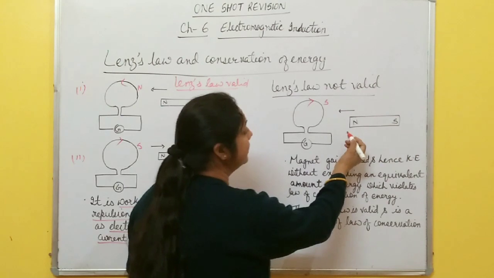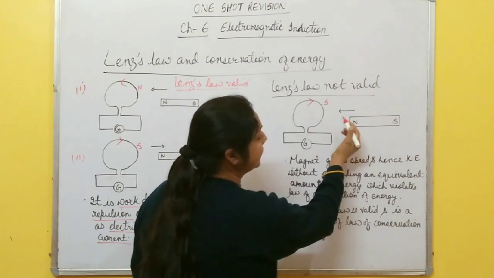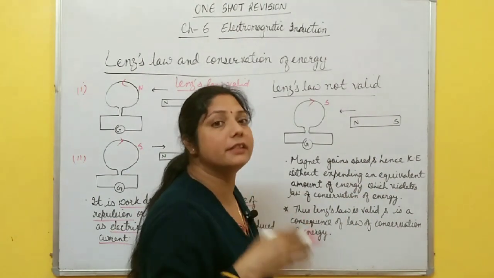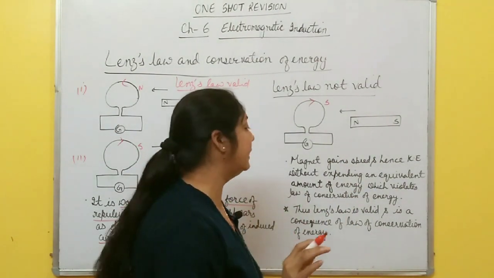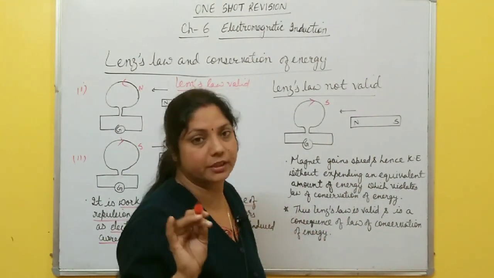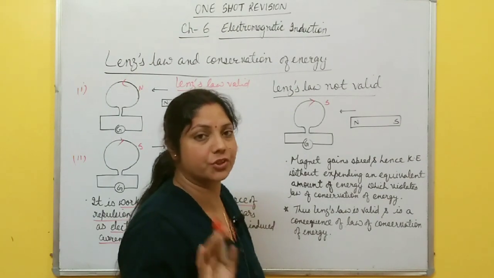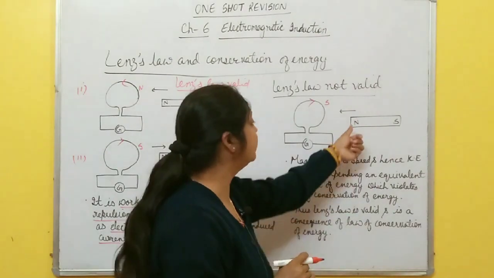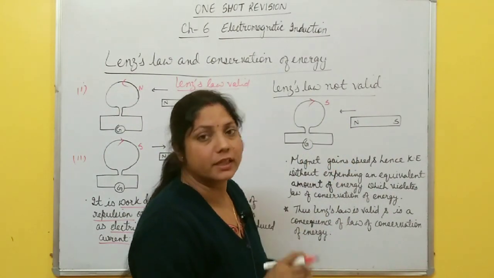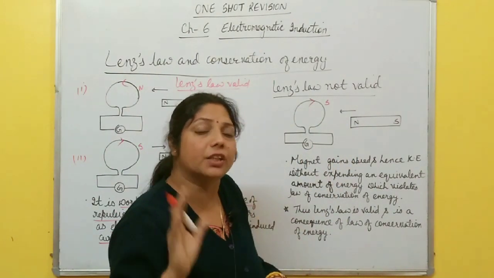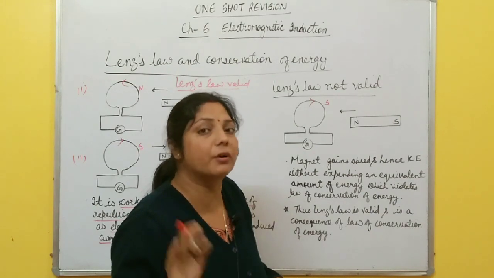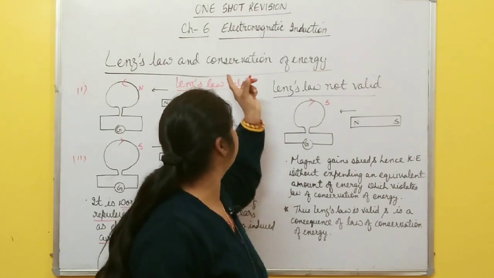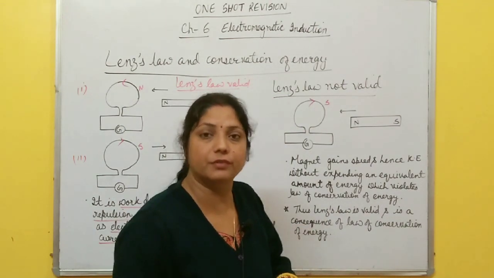So here the magnet moves with greater speed towards the coil, and hence its kinetic energy increases without expending an equivalent amount of energy, which violates the law of conservation of energy. Here we are not doing any external work to move the magnet towards the coil. Its kinetic energy increases without expending any equivalent amount of energy, so it is not in accordance with the law of conservation of energy.